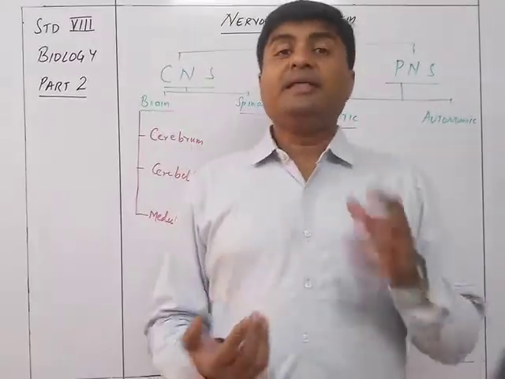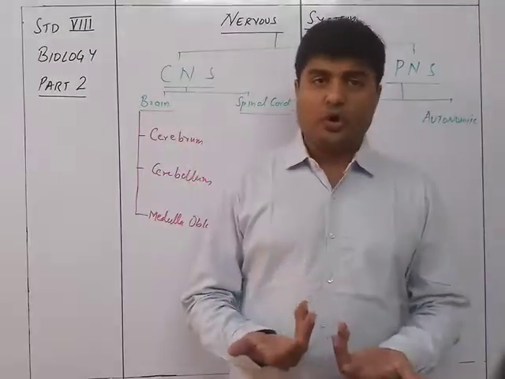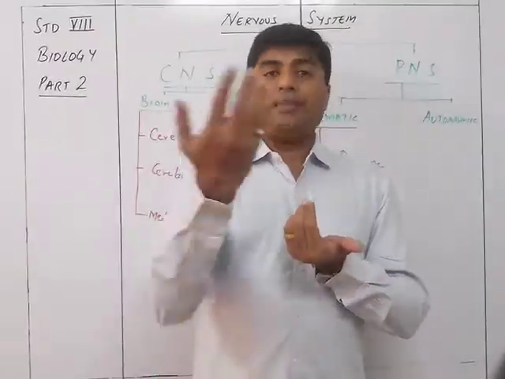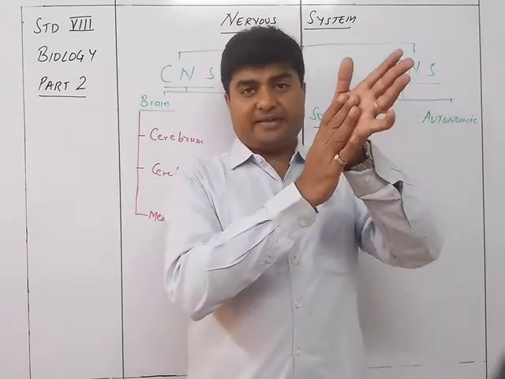Why? Because they have got both kinds of neurons. They have got sensory neuron also and motor neuron also. Like suppose this hand is there.